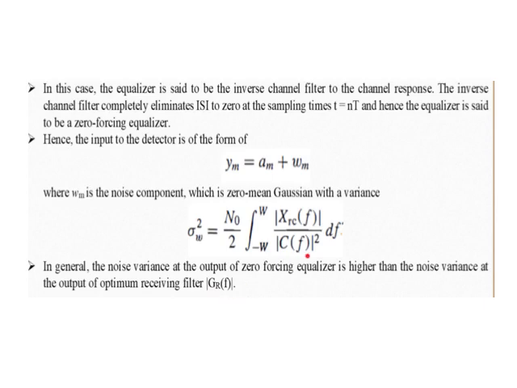According to this equation, we can come to the conclusion that the noise variance at the output of the zero forcing equalizer will always be higher than the noise variance at the output of the optimum receiving filter, that is mod of Gr of f.